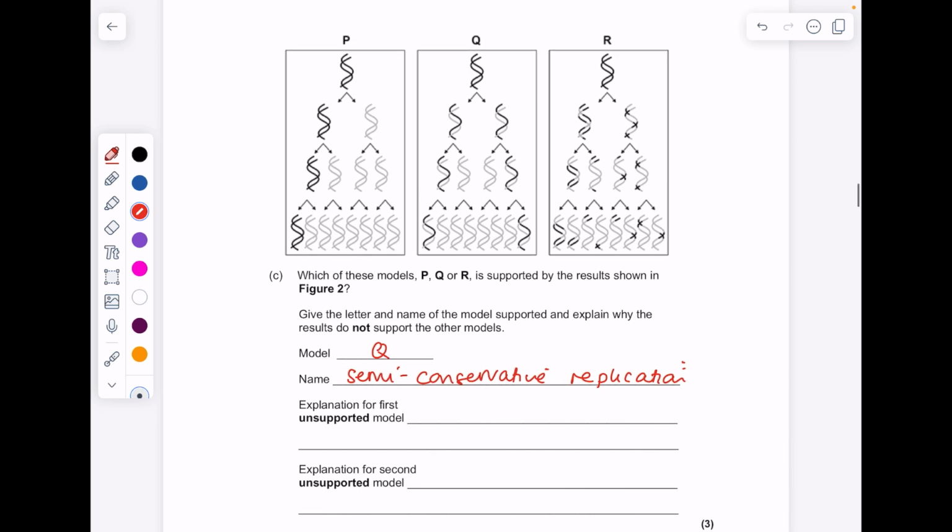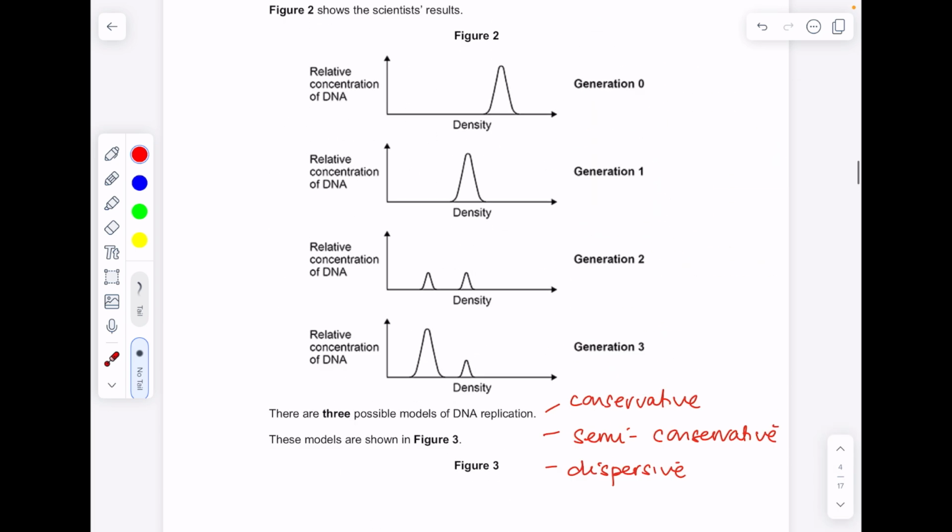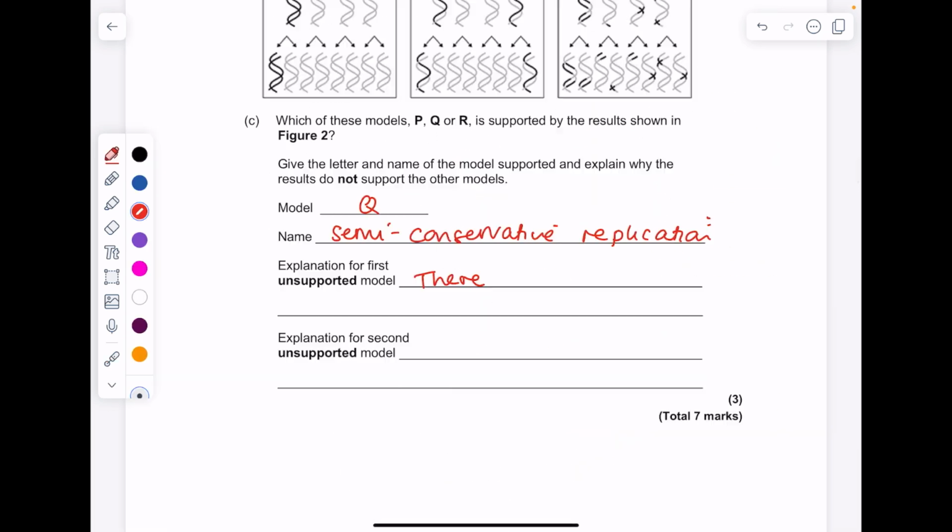So why don't the results support P? Because in generation 1, you can see that you'd expect a heavy density and a light density peak, which is obviously absent.